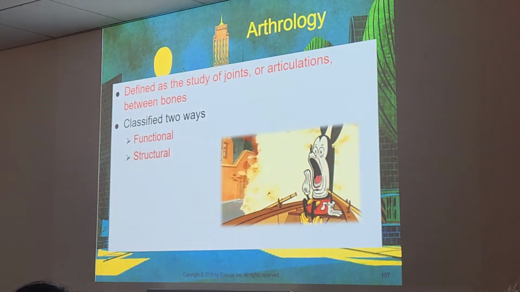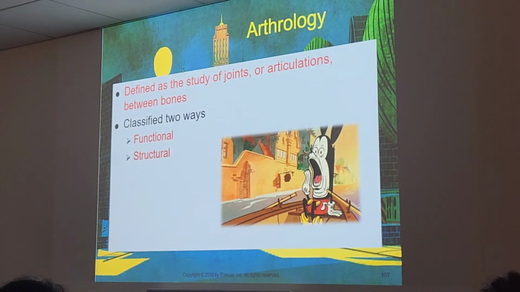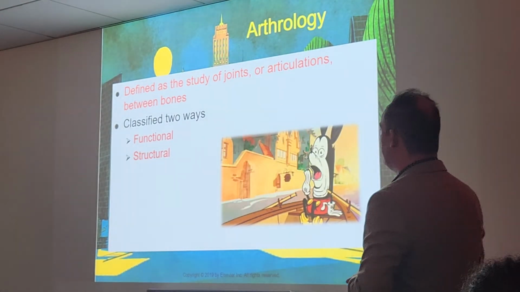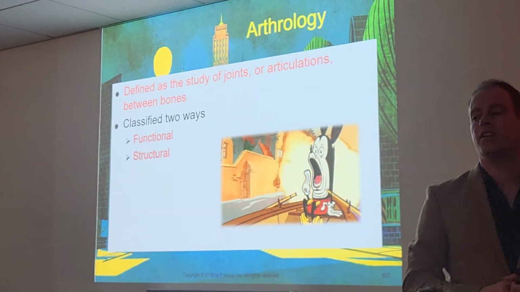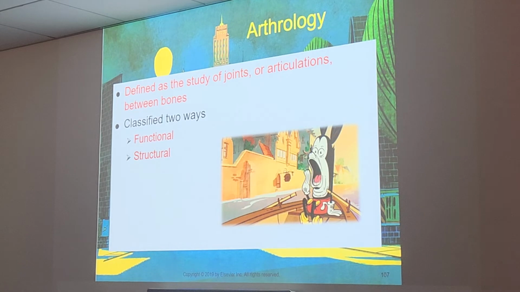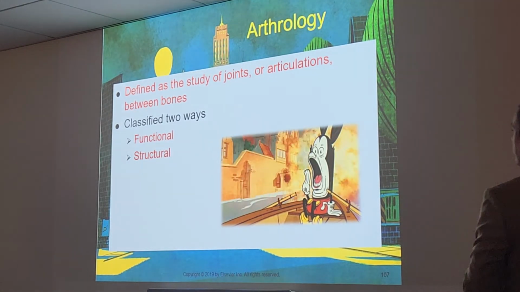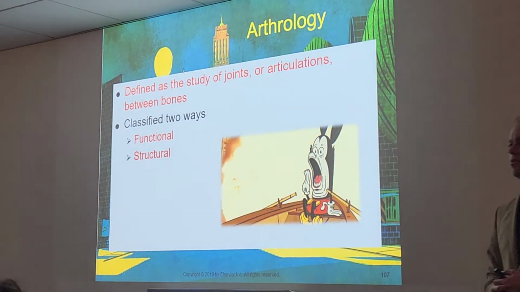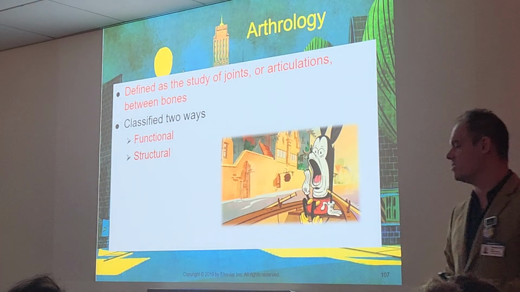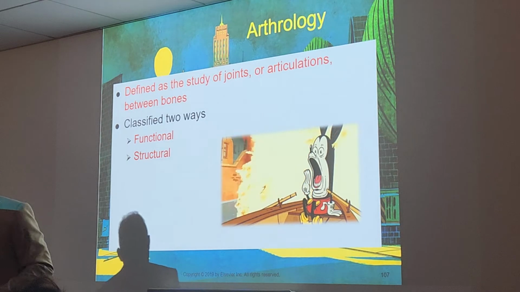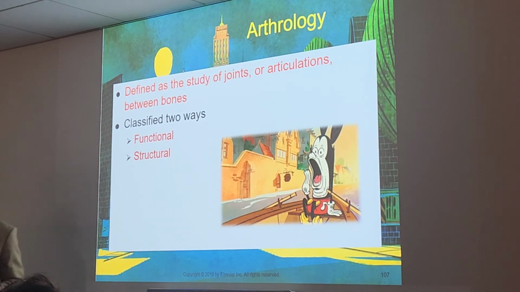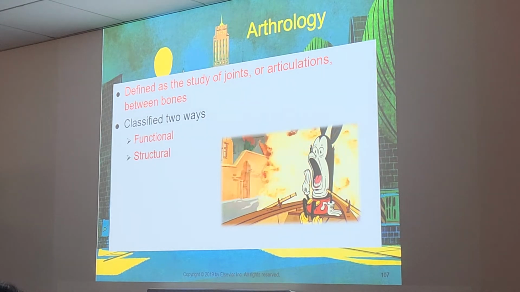All right, let's go to arthrology. So we're going to learn about our joints next. And arthrology, there's your definition right there in red. That's the study of joints, articulations between bones. And we classify those joints in two ways. We have the functional classification and the structural classification. And we're going to break down all those famous joints from A&P, such as the ball and socket joint and the hinge joint.